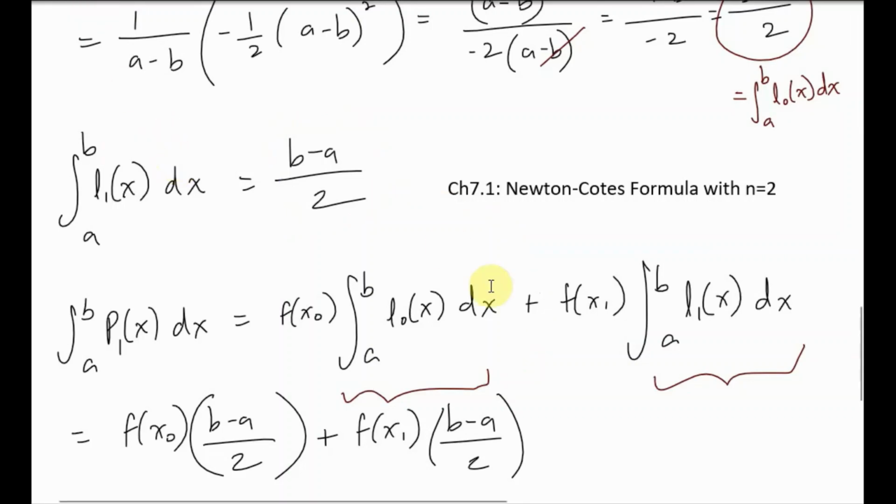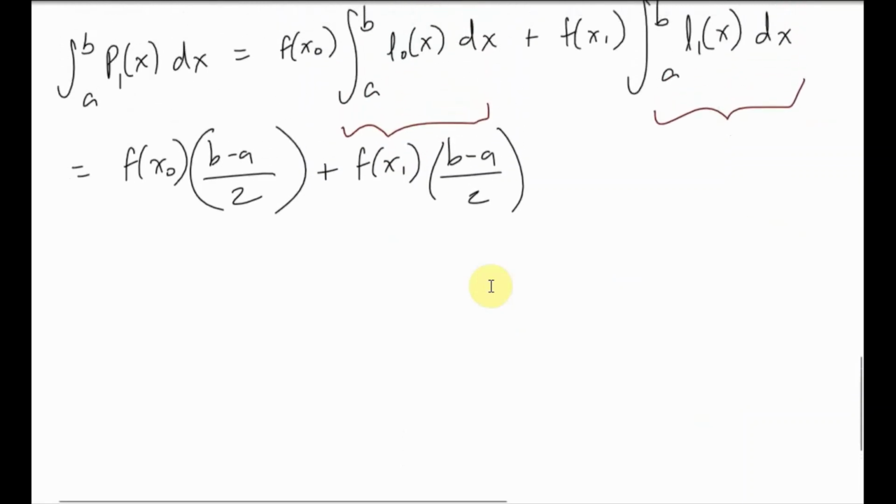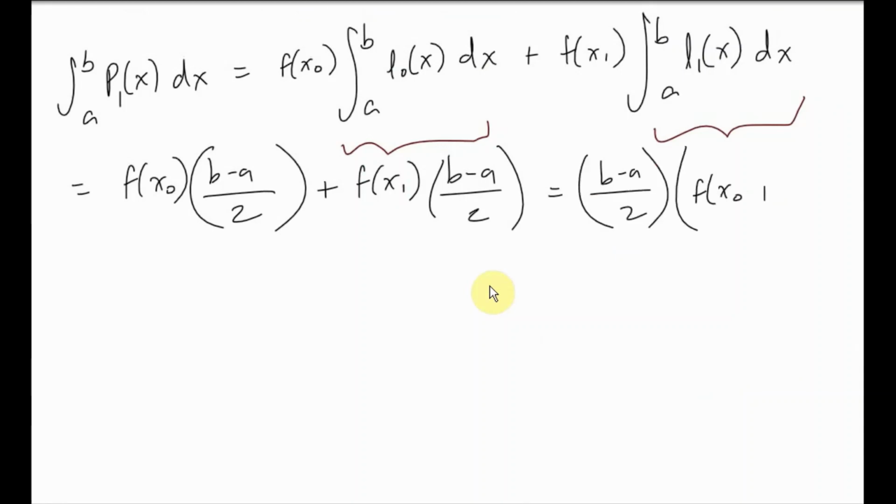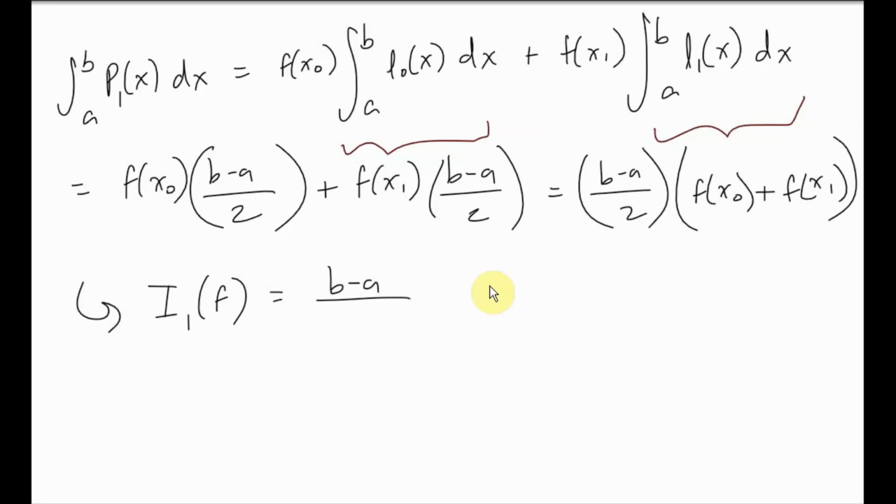Fine. And then we can just factorize this to get b minus a divided by 2 times f of x naught plus f of x1. Again, we took x naught to be a and x1 to be b, so we finally end up with b minus a divided by 2 times f of a plus f of b. So this is the Newton-Cotes formula for degree 1 polynomials.